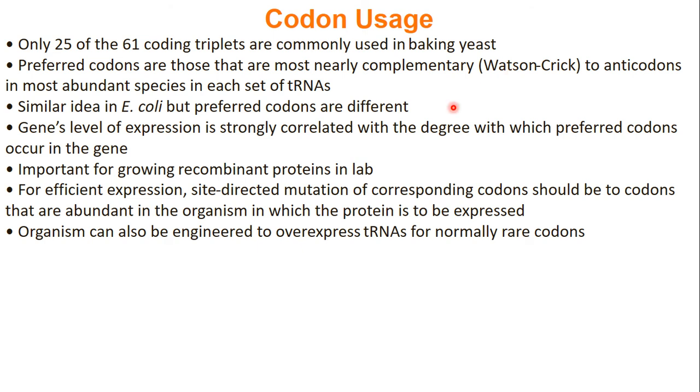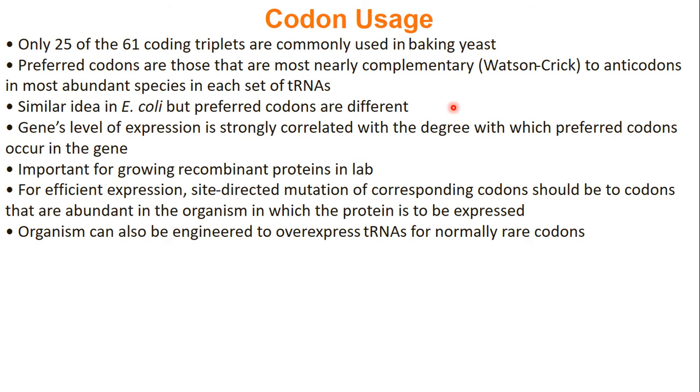The same thing happens in E. coli, but the codons that are preferred are different from those in baking yeast. And what this means is that our genes can have different levels of expression based on the degree to which they have these preferred codons. That is, a gene that has a higher percentage of these preferred codons is transcribed more.